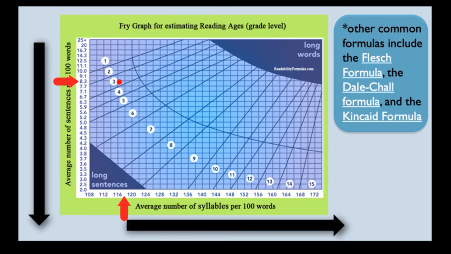Likewise, if we look at a 100-word text that is comprised of only 3 sentences and 152 syllables, the assigned reading level would be placed at 12th grade.